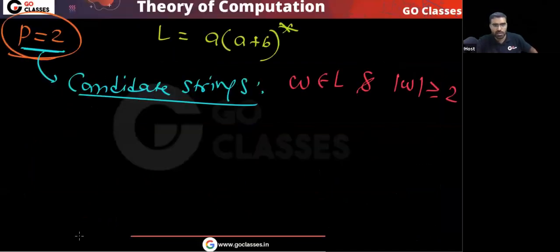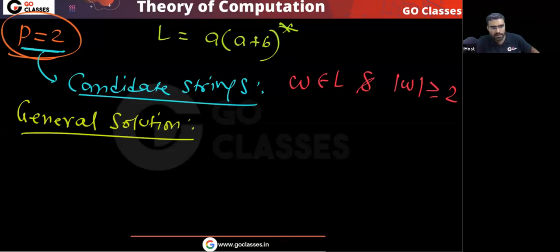Let's move on. We have already checked for p equal to 2, the strings ab and a. Can I say that for all candidate strings we have checked? No, we did not check for all candidate strings. So now the general result. We need to check for all candidate strings. Tell me what is the general solution.